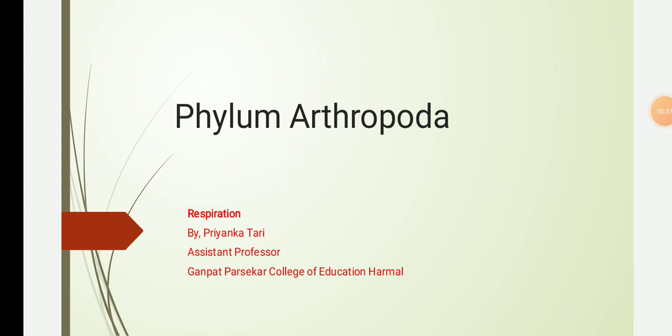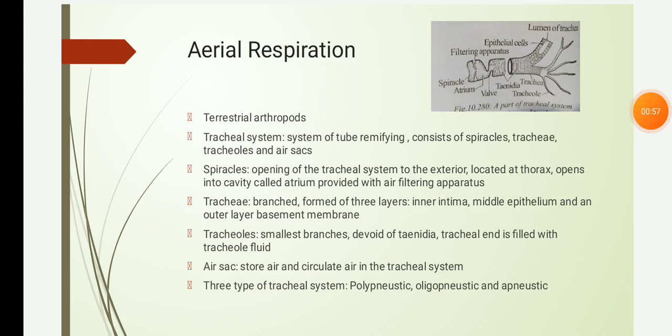In today's lecture we will study what are the different types of respiratory organs that are found in aerial terrestrial arthropods, who have developed an aerial mode of locomotion. Okay, so aerial respiration involves the utilization of oxygen which is present in the air.